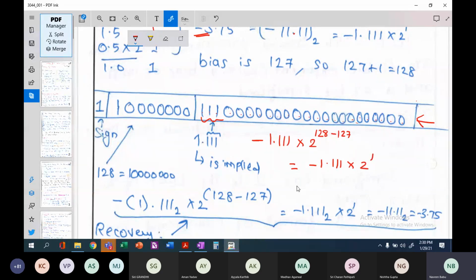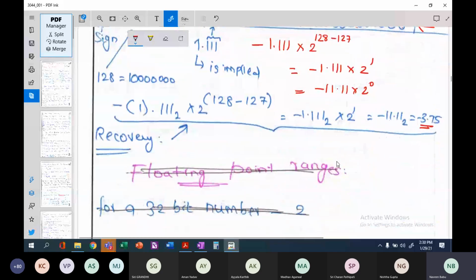If this 2 power 1 needs to be removed, I need to move the decimal place to my right so that the exponent becomes 0. So it will be minus 11.11 into 2 power 0. What is minus 11.11 equivalent to? It is equivalent to minus 3.75. Okay, so this is how you recover. See, as engineers, you must also know how to represent a particular number in binary floating point format, and how to recover a number from a floating point representation is also required.